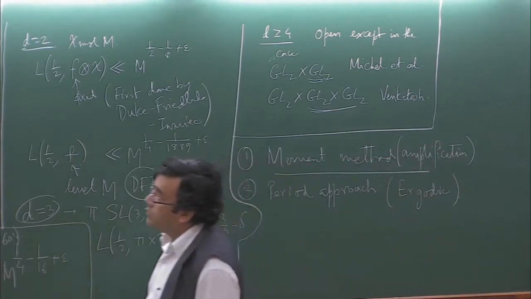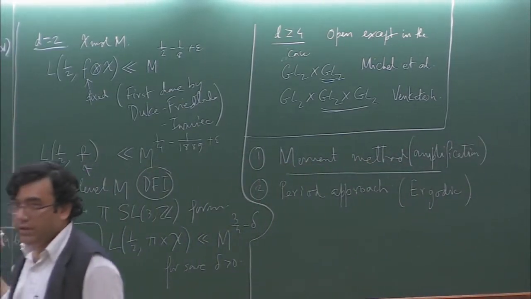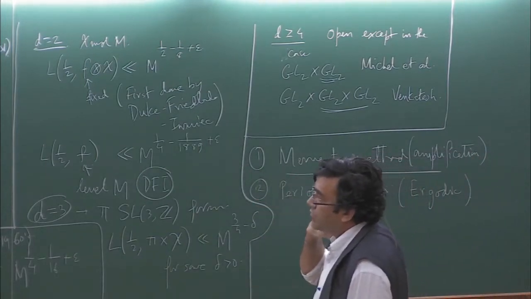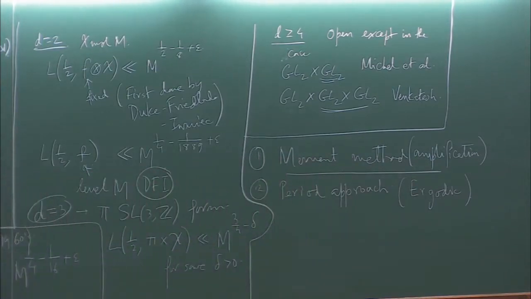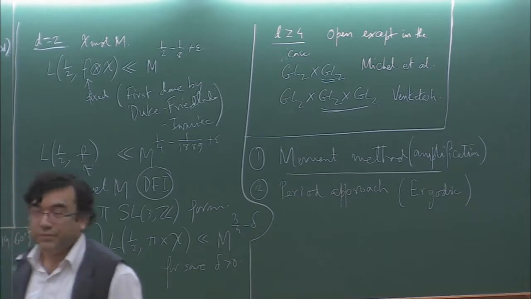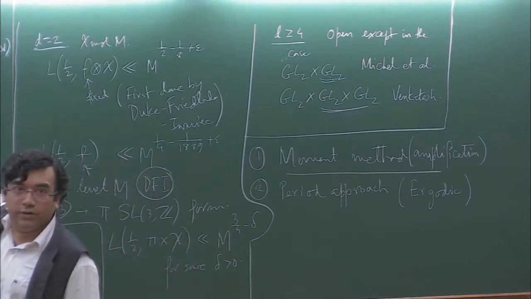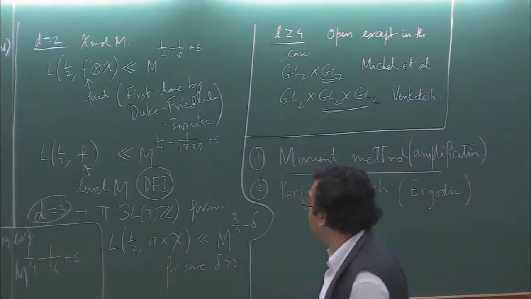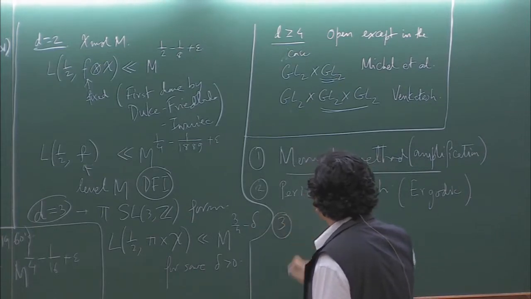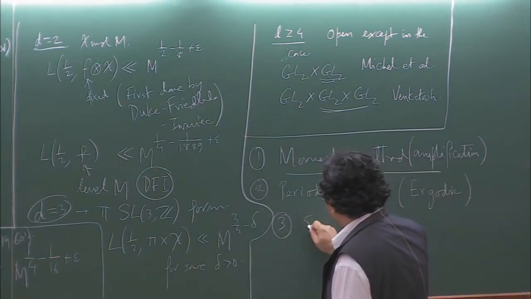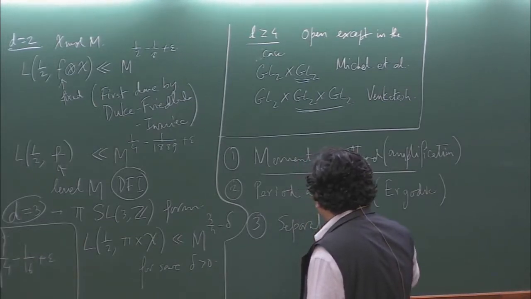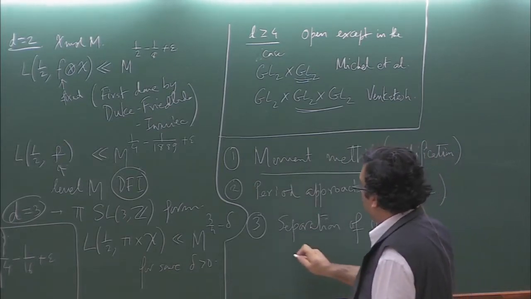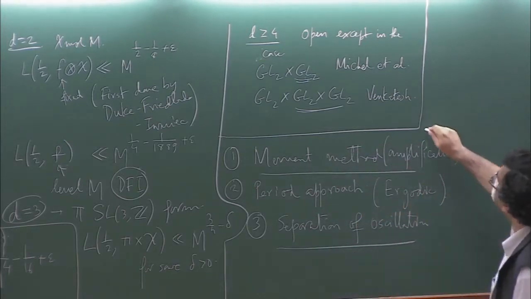This was introduced by Bernstein, Reznikov, and again by Michel and Venkatesh. And Michel and Venkatesh worked out the general GL2 cross GL2 L-functions where all the parameters were allowed to vary. So that will cover where both of them are varying, I think, or maybe not. They still fix one of them. And the third approach is separation of oscillation, which I'll describe in a moment.